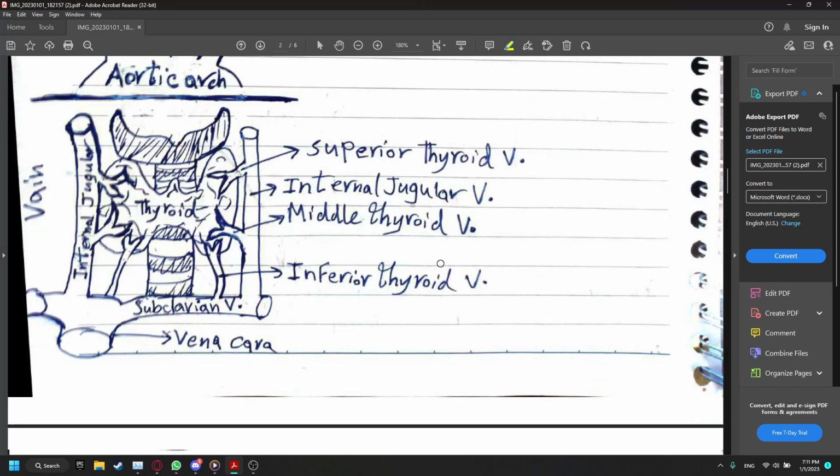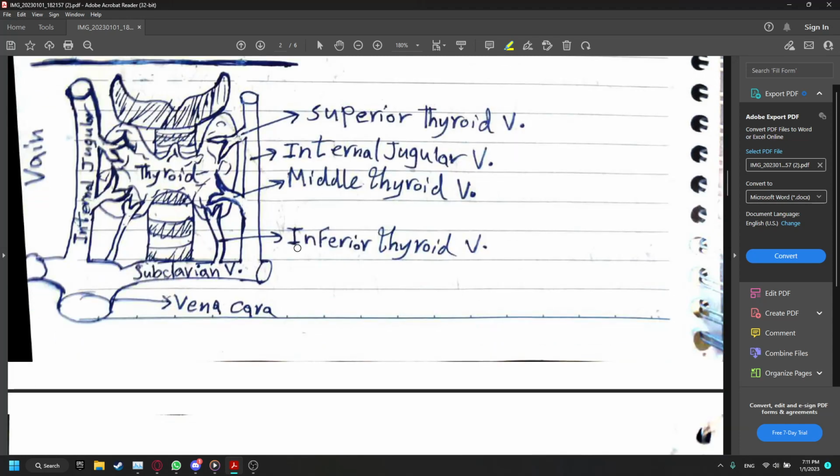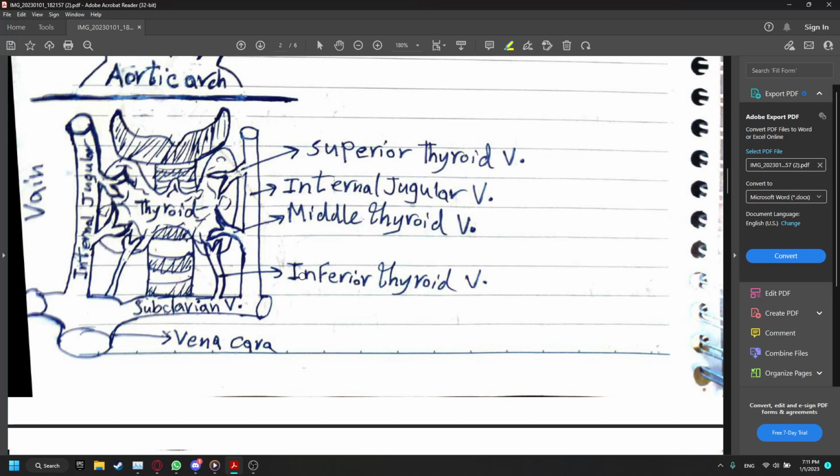Very simple. But the inferior, you have the superior and middle, obviously. The inferior thyroid veins don't come from the internal jugular vein, but rather from the vena cava. There's a vena cava one here, and the subclavian vein.